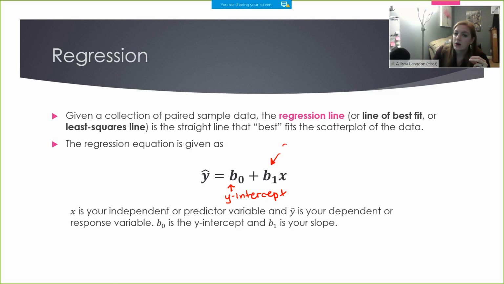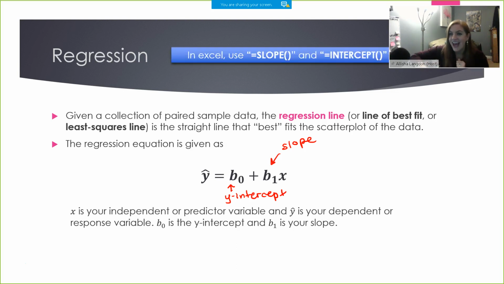B1 is going to be our slope. The cool thing here is we don't need to graph this and then pick out the slope and the y-intercept from the graph. Instead, we have Excel. Yay! It does it for us.